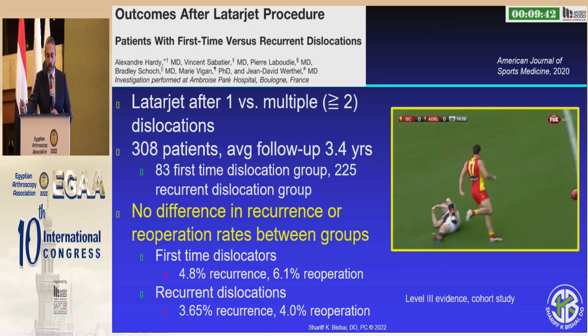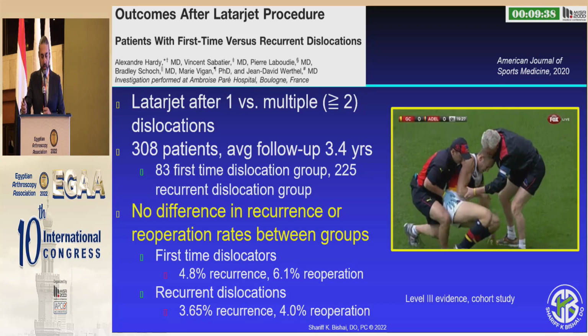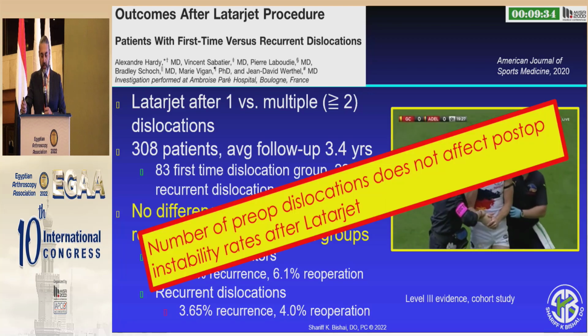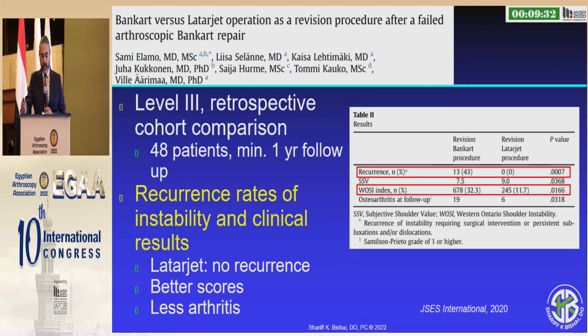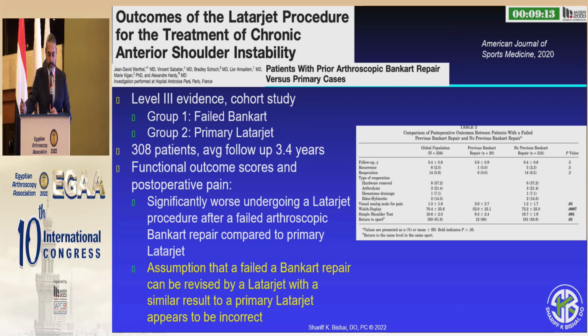When you look at outcomes after a Latarjet procedure, even if it's a first time versus recurrent, there's no true difference in recurrence or reoperation between the two groups. However, when you look at some of the other studies, it will show you higher redislocation rates after arthroscopic revision of Bankart and poor outcomes. What this tells us is don't try to do another Bankart after your first failed Bankart. Go to the bony procedure that is going to help this patient.